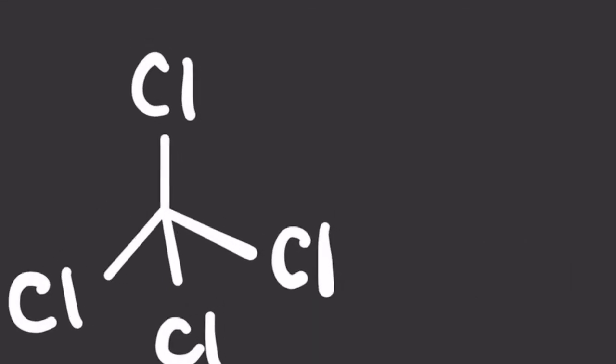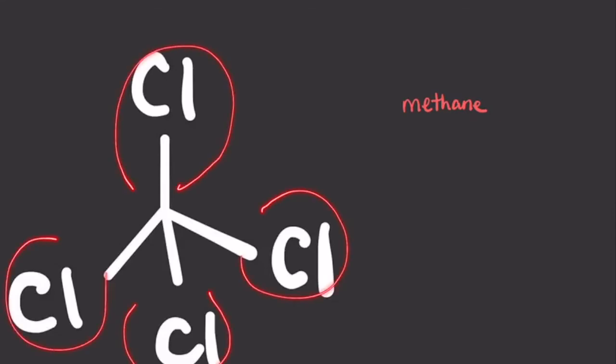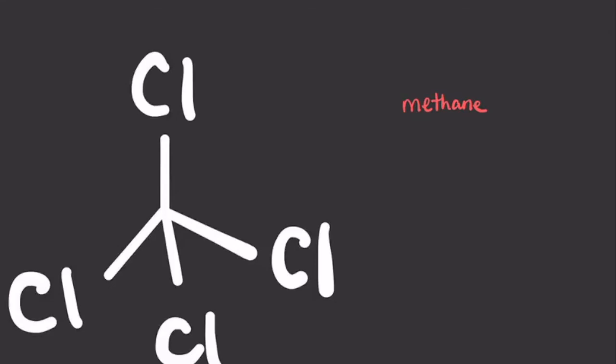And for this compound, I only have one carbon here in the middle. So it's going to be methane as the root of the name. Methane. In our substituents, we can see that we have 4 chlorines on this methane, so we're going to call it tetra for 4. Tetrachloromethane, and that's all one word.